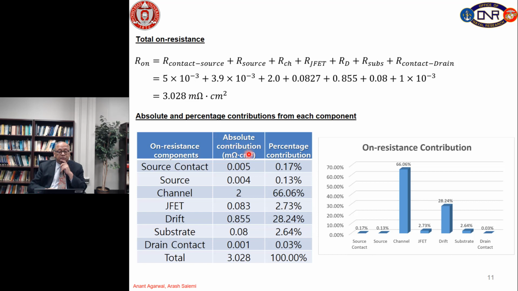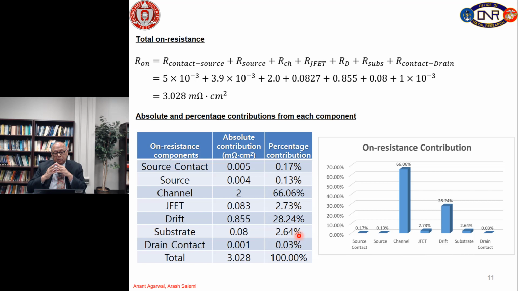And this table shows you absolute and percentage contributions from each resistance, and you can see the highest resistance comes from the channel. This is because our inversion layer mobility was very low. We assumed it to be 10 centimeter square per volt second. In silicon, that number is 300 to 500. So in silicon, that number would not be dominant, but in silicon carbide, channel resistance is the dominant factor, and that's why we try to reduce the channel length and reduce the oxide thickness to reduce the channel resistance. And then you can see the second biggest number is the drift layer resistance, which is only about 28%, and the rest of the numbers are relatively small.